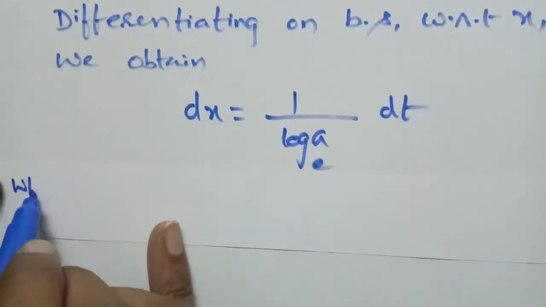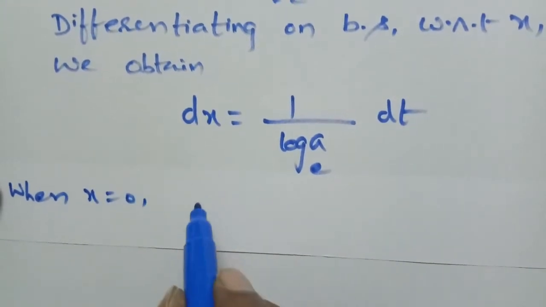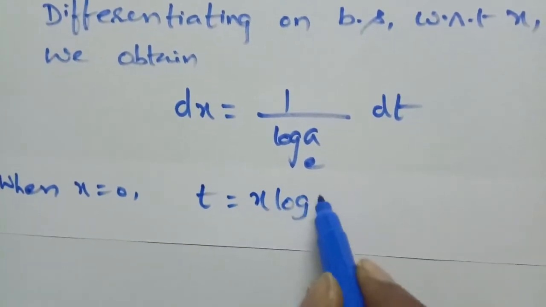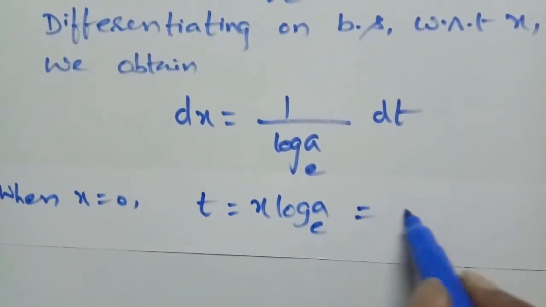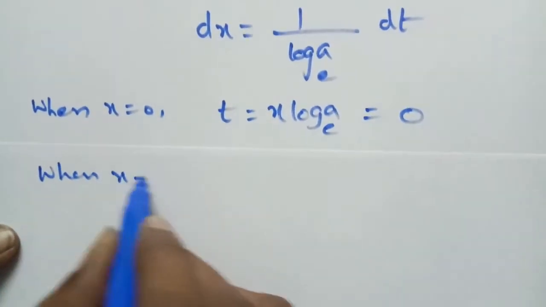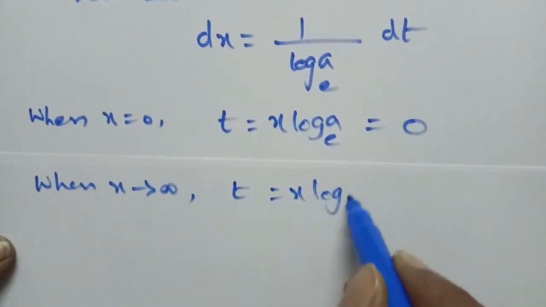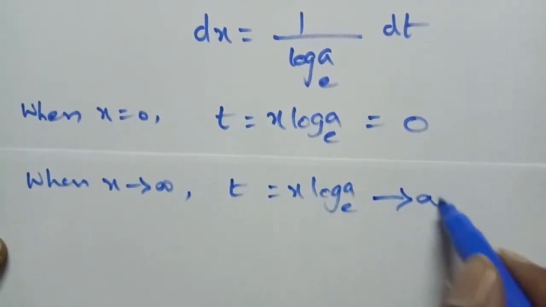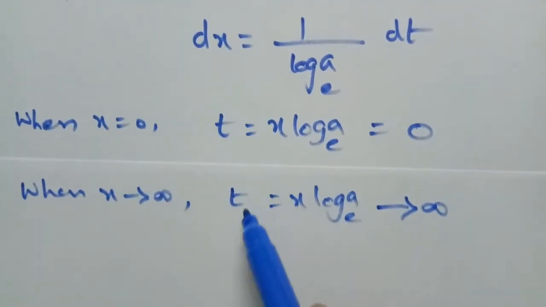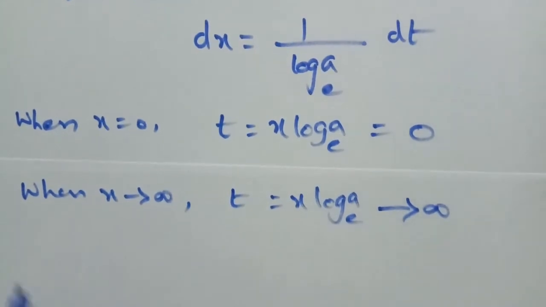When x is equal to 0, t is equal to x into log a base e, that also equals 0. When x tends to infinity, t is equal to x log a base e, that also tends to infinity. Therefore when x varies from 0 to infinity, t also varies from 0 to infinity. There is no change in the limits.